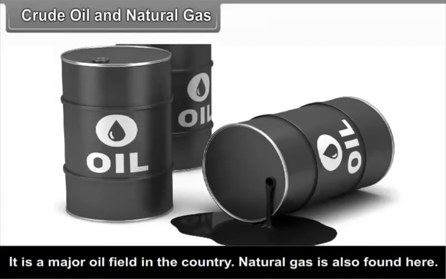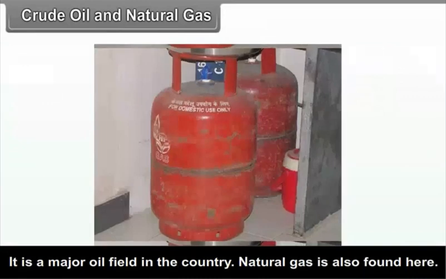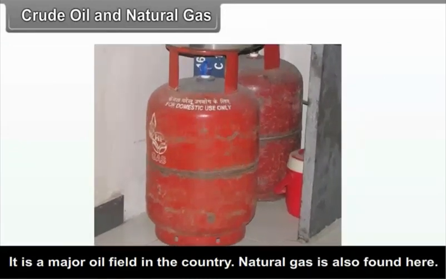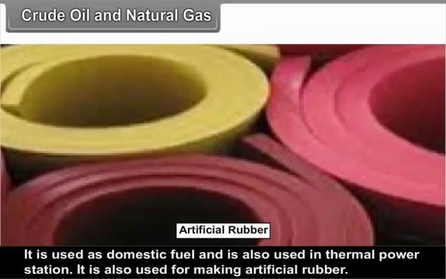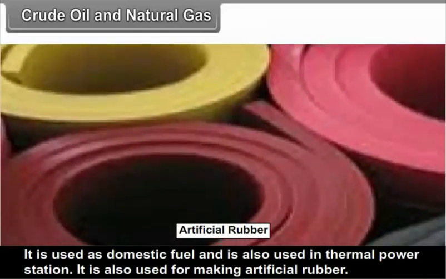It is a major oil field in the country. Natural gas is also found here. It is used as domestic fuel and is also used in thermal power stations. It is also used for making artificial rubber.